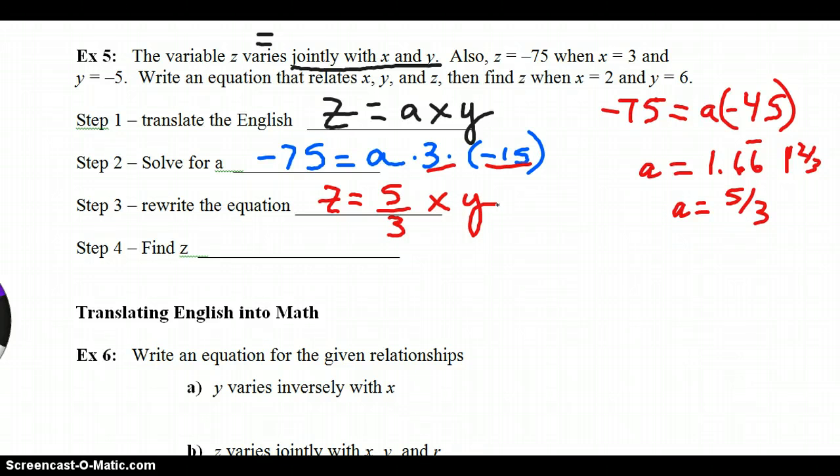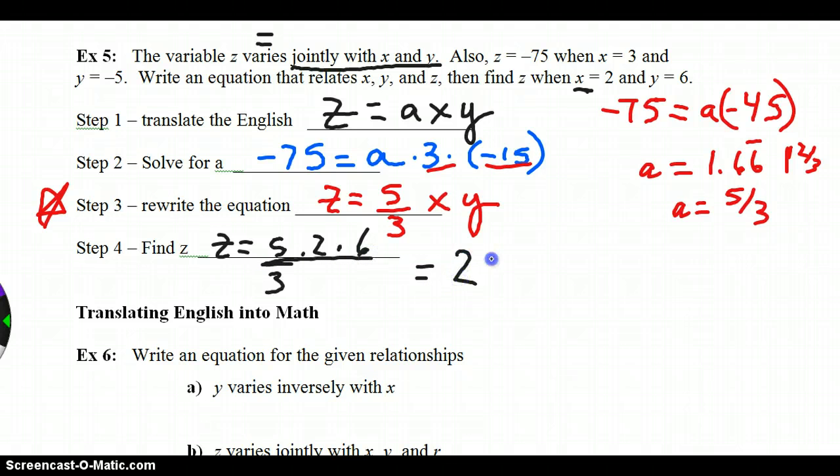So this step is the one that you guys will probably forget to do because you don't want to rewrite. You just want to find z. And how do we find z? If a is equal to 5/3 and x equals 2 and y equals 6, we just plug them all in, and we get 10 times 6 divided by 3. z would equal 20.